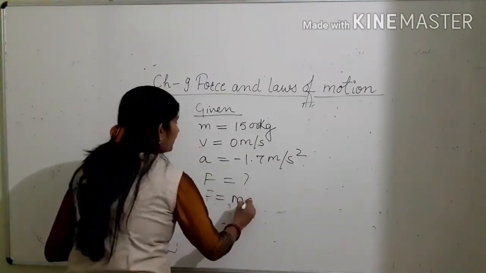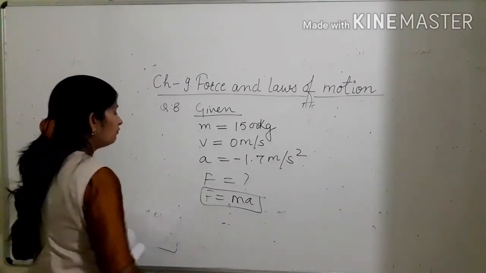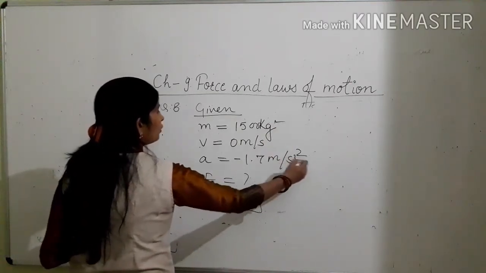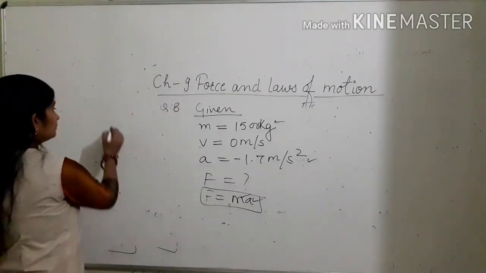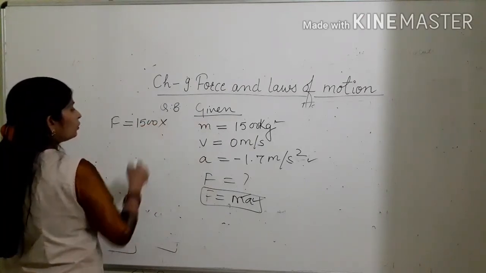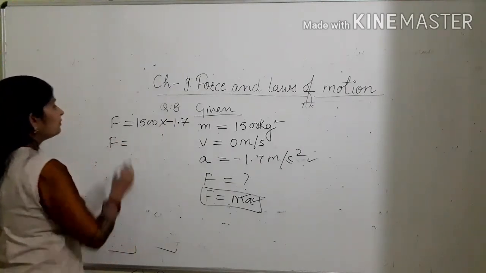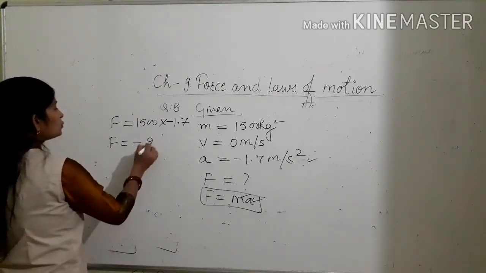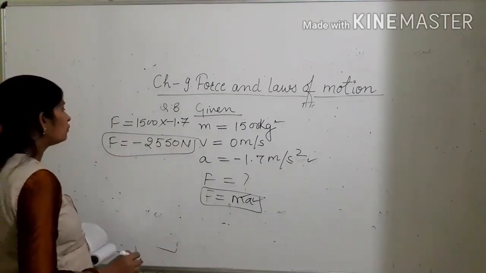We know that for finding out frictional force, we have to apply the equation F is equal to ma. For this we need m, that we have, and a, that we also have. So F is equal to m, 1500 kilogram, into a, minus 1.7 meter per second square. Multiply 1500 into minus 1.7, we get minus 2550 Newton.